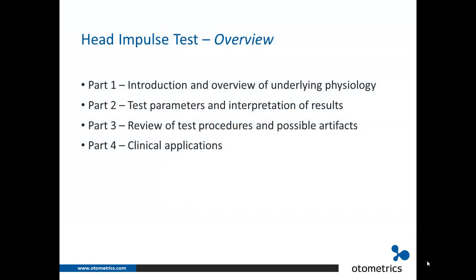This continues the video series on head impulse testing. Part 2 describes the test parameters that are used to quantify the video head impulse test and outlines the interpretation of the results. If you have not watched the first part of this video series, please do so before continuing with Part 2. Many of the concepts in this part require knowledge of the underlying physiology.